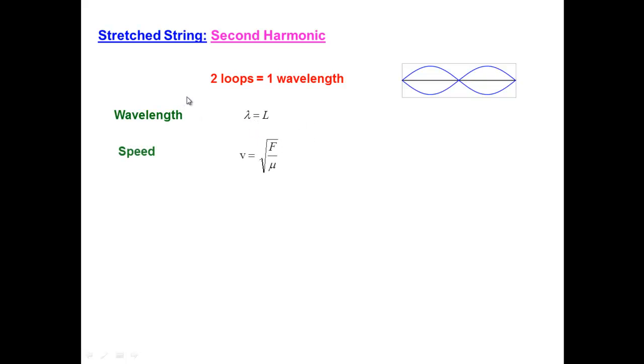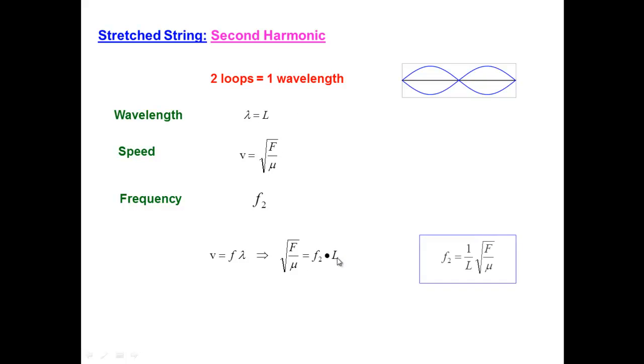Going through the same analysis very quickly, we know the speed. The frequency, we'll call it F2. So velocity is frequency times wavelength. The difference here is that the wavelength is L. And now F2 is 1 over L, square root of F over mu.